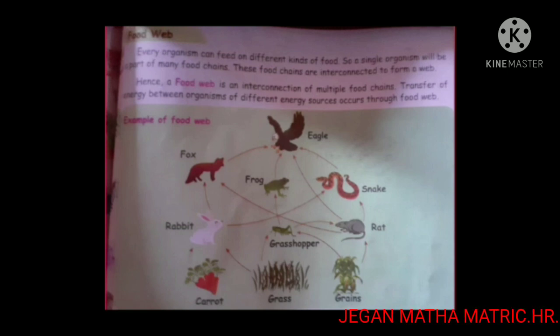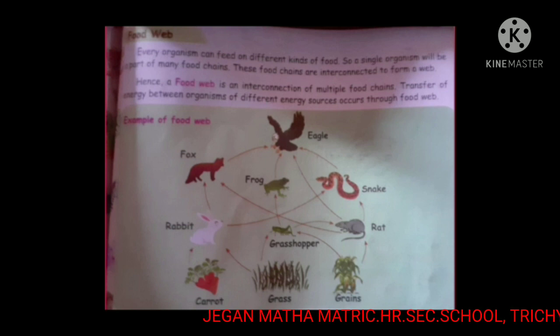Every organism can feed on different kinds of food. So, a single organism will be a part of many food chains. These food chains are interconnected to form a web. Hence, a food web is the interconnection of multiple food chains. Transfer of energy between organisms of different energy sources occurs through the food web.